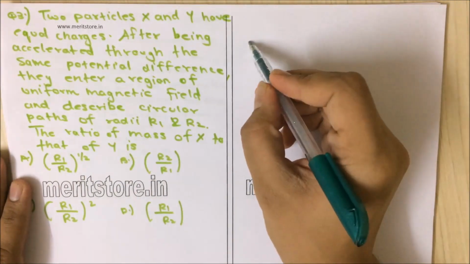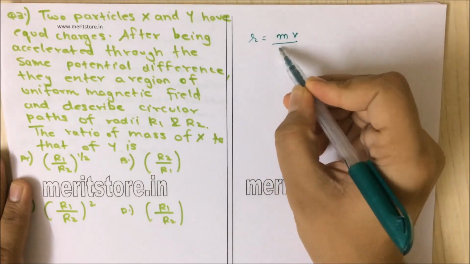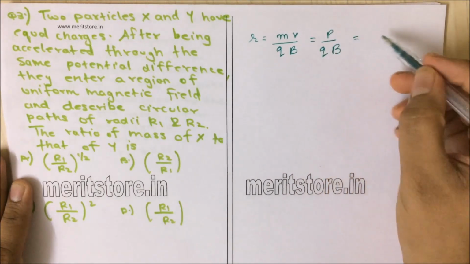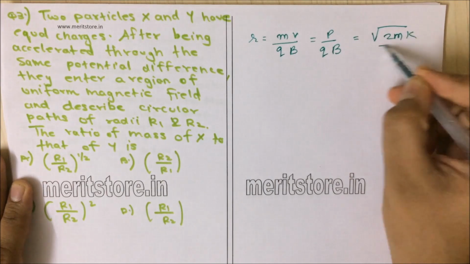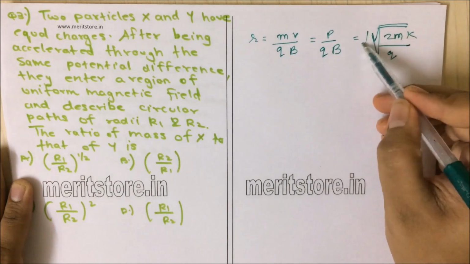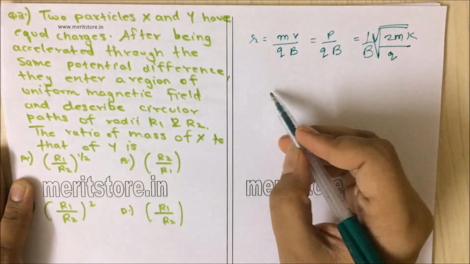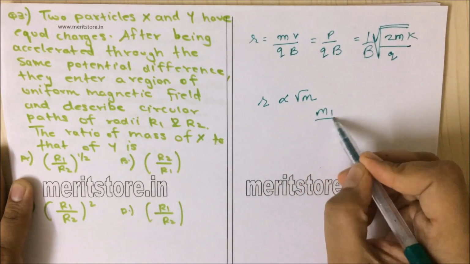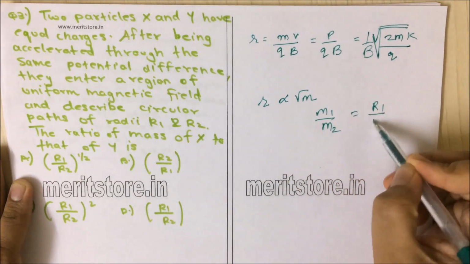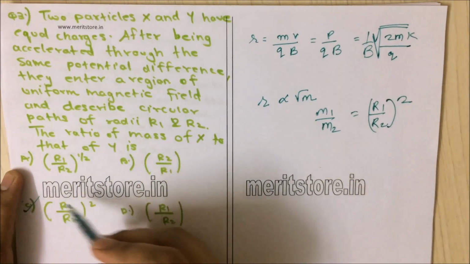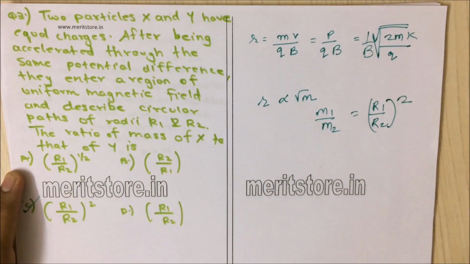Now to solve this question, we know that R is equal to mv upon qB, which is equal to p upon qB, which can now be written as square root of 2mK upon qB. So now what we get is R is directly proportional to square root of m. Now m1 upon m2 is equal to r1 upon r2 the whole square. So now we can say option C, r1 upon r2 the whole square, is the correct answer, where K is the kinetic energy of the charged particle.